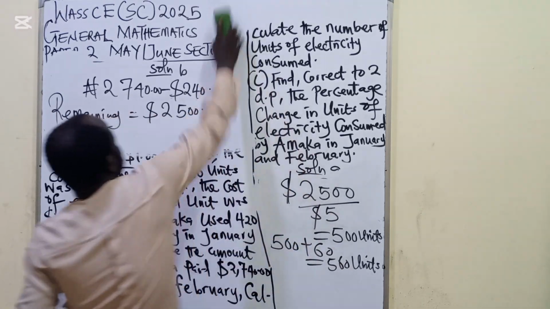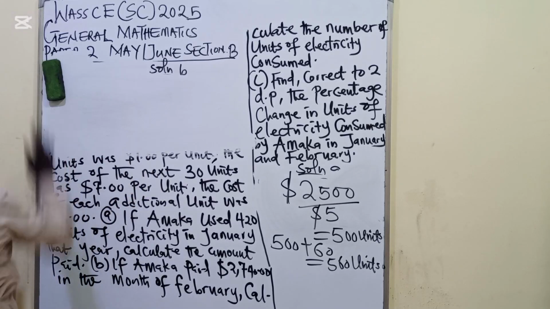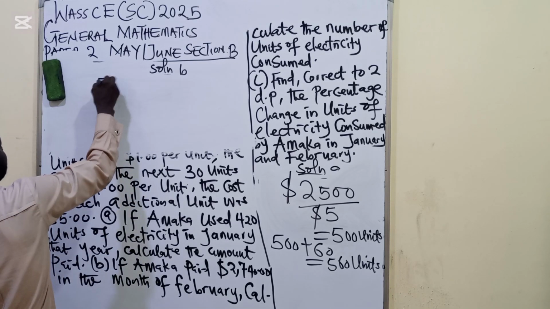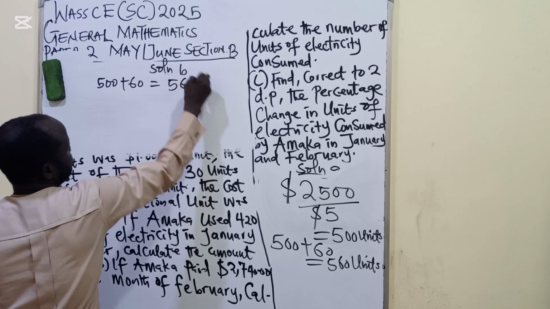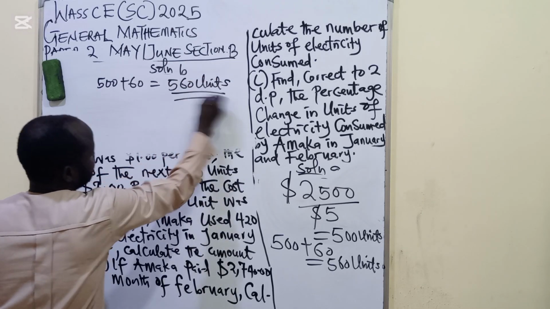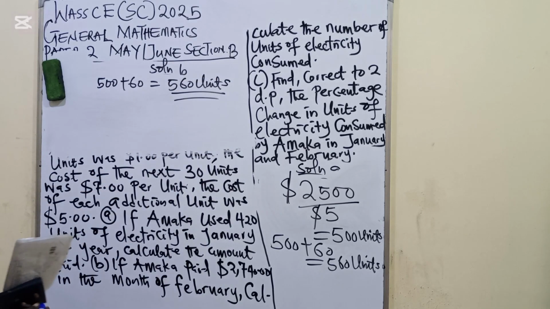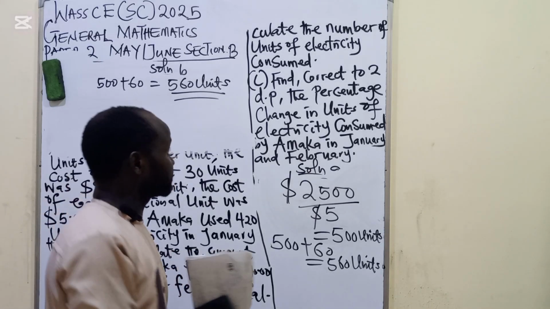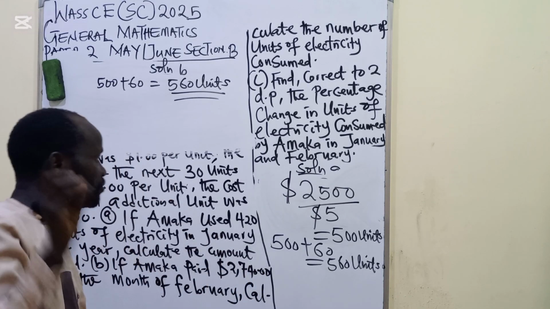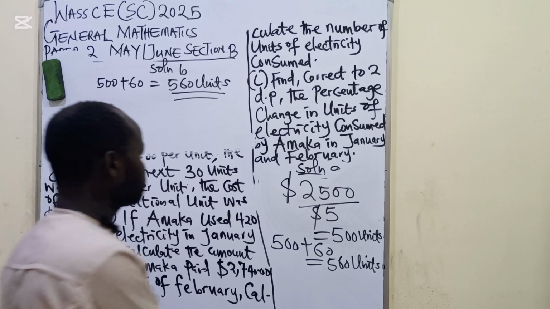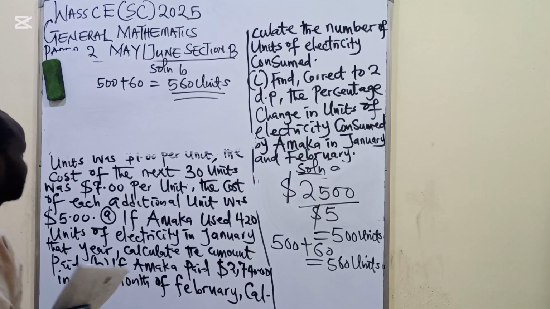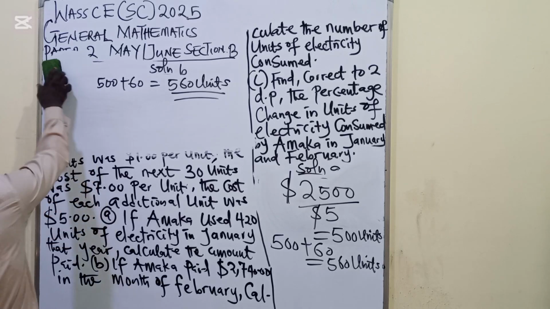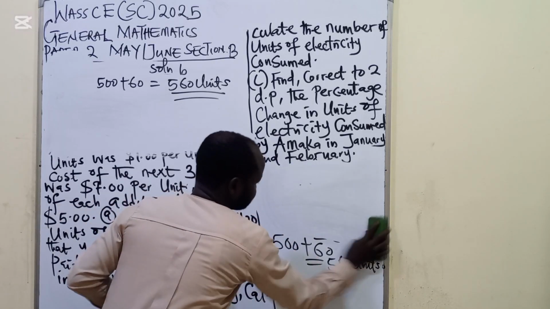Finally, it will be 500 plus 60. That will be 560 units. That's the number of units now consumed by Amaka. The final question: find, correct to two decimal places, the percentage change in units of electricity consumed by Amaka in January and February. Very important. Let's move here to solve C.